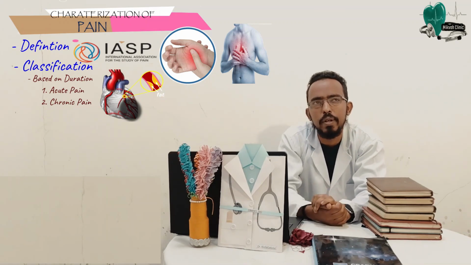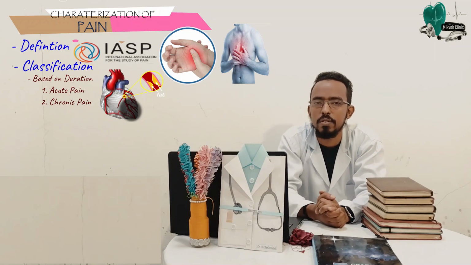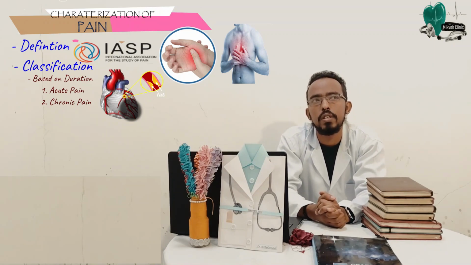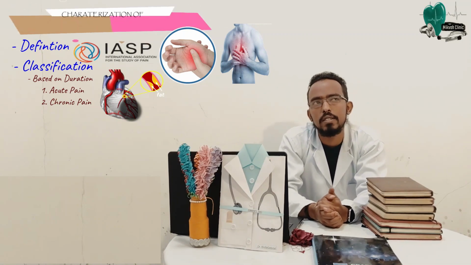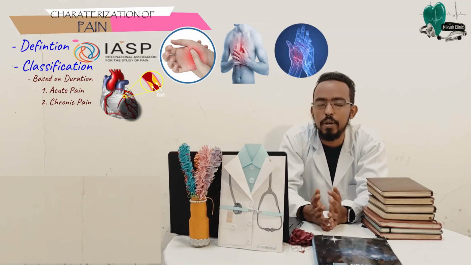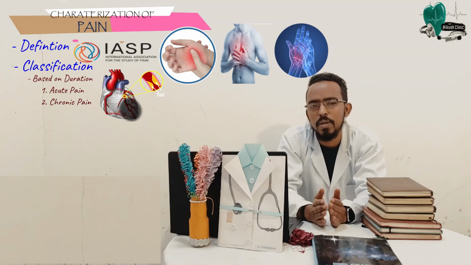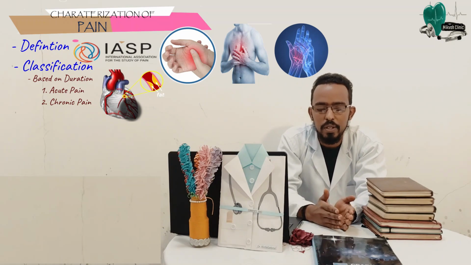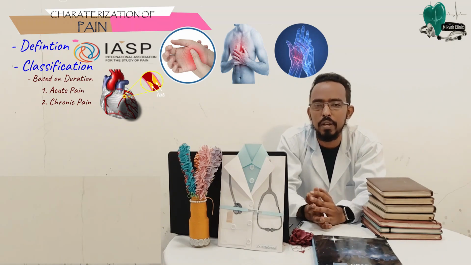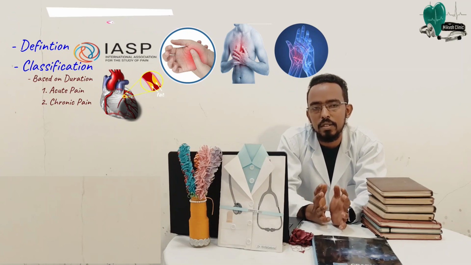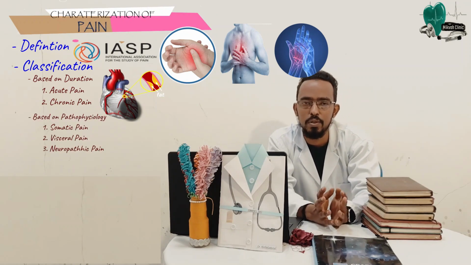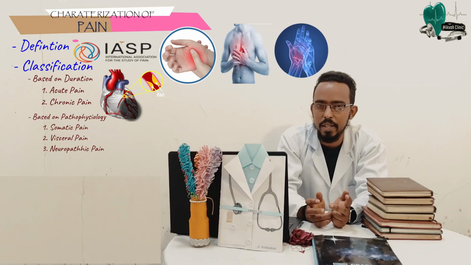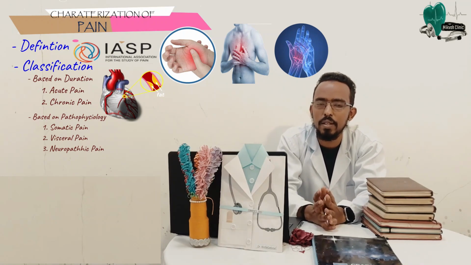So if pain is an unpleasant sensory and emotional experience of the patient, this pain can be acute or chronic. Acute pain is usually a physiological response to acute tissue injury, and it usually resolves with the removal of that noxious stimulus. For example, if you have a trauma on your hand, you will experience acute pain. If you have a fracture of your bones, or any soft tissue injury, it will result in acute pain. And once that noxious stimulus is removed, the pain will resolve.